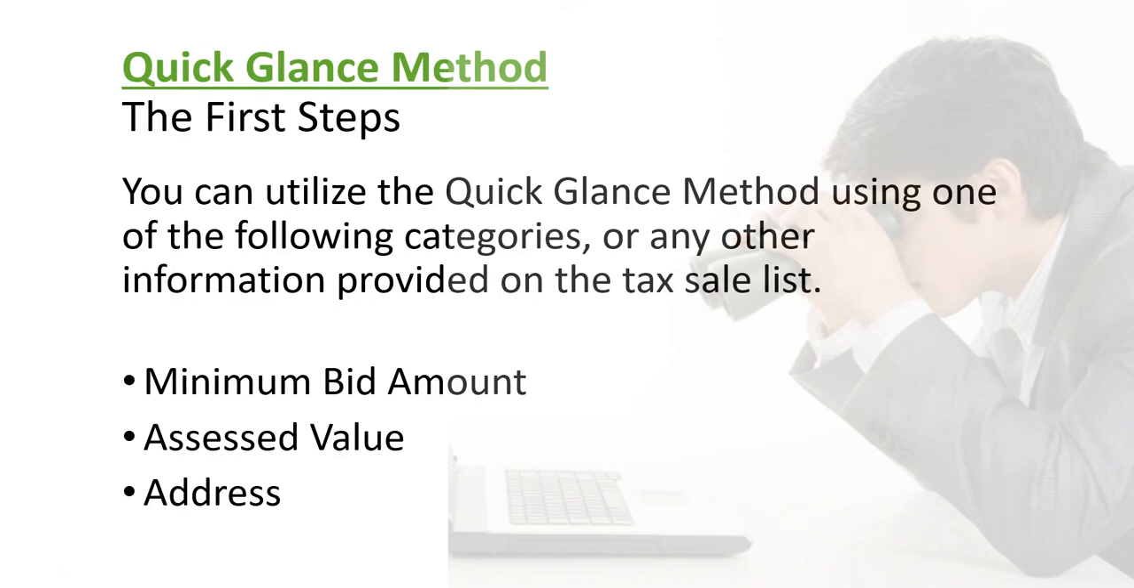So you can utilize the quick glance method using one of these following categories, although it oftentimes depends on what is included on the tax sale list. Some lists provide a lot of information, while some lists provide very little. You can almost always find, though, a minimum bid amount or a base amount. Sometimes you can find an assessed value, or you may be able to see something like a property address, and each one of these categories can tell you a lot about the property.